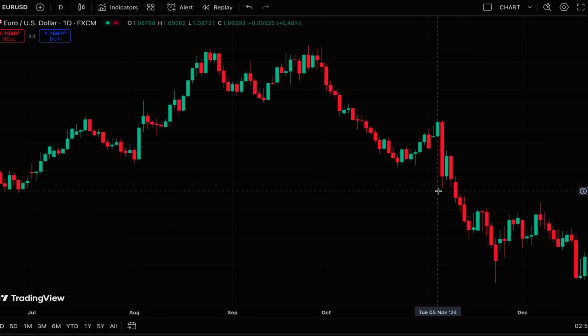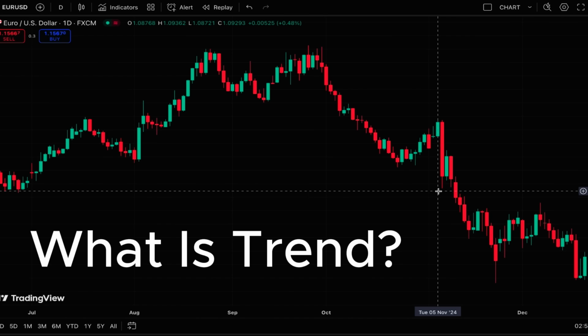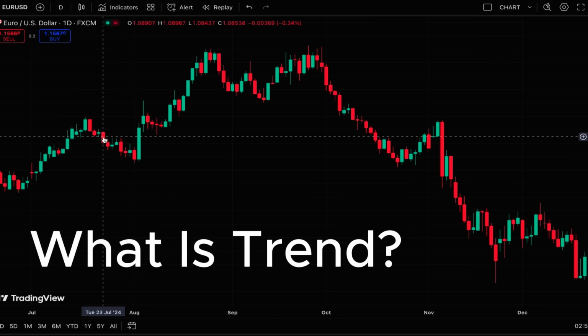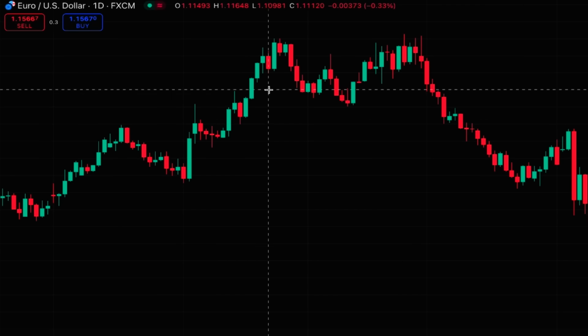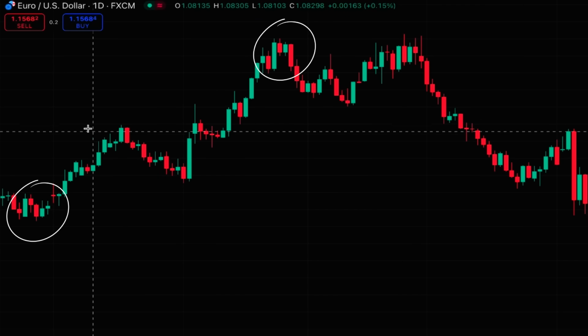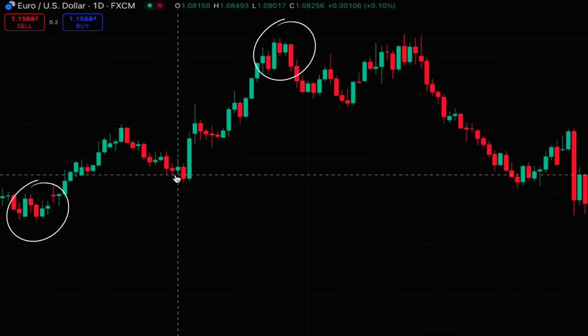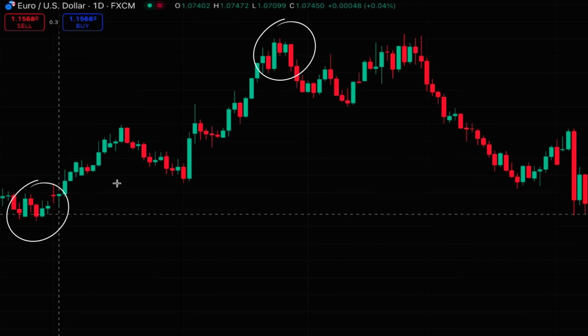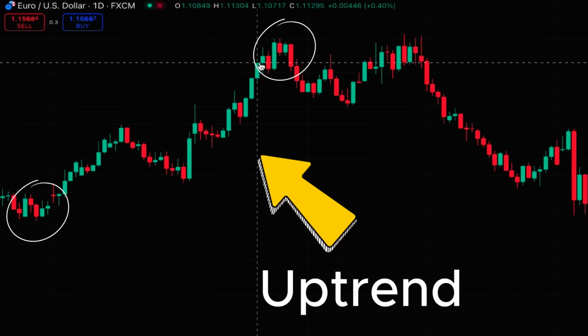Alright, let's begin with a question. What is trend? In financial markets, trend is the overall direction of the market regardless of the short-term fluctuations. For example, on this part of the chart, the price increased from this point to this point. Although there were times that the price was decreasing, the overall direction of the price was up, and we say that the price was in an uptrend.